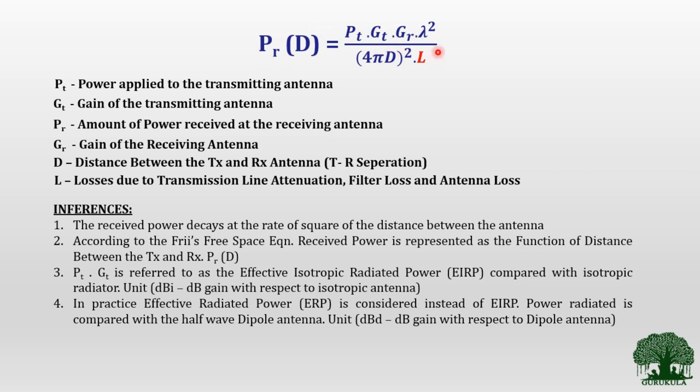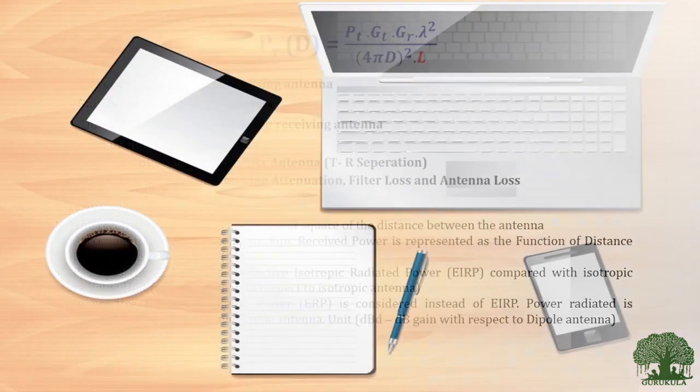And also it is somewhat related to the size of the antenna as well. Lambda is the wavelength, and the wavelength contributes to the size of the antenna design as well. So the size of the antenna is also considered in writing the PR equation. So that's all about this particular video.